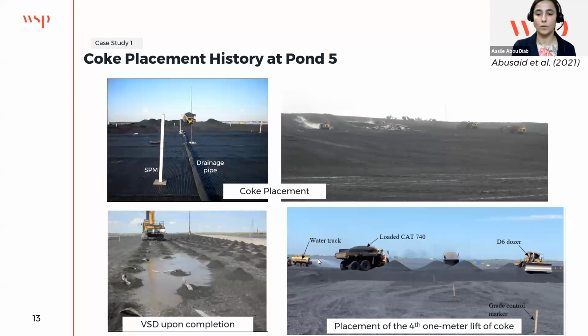And then the coke cover was raised. Here we can see the placement of the fourth 1 meter lift of coke. We have the grade control marker to check that our lift is being raised by 1 meter. We have the haul truck dumping some coke, and then the dozers will come, push and spread it, and the water truck controls the dust and aids in the compaction.